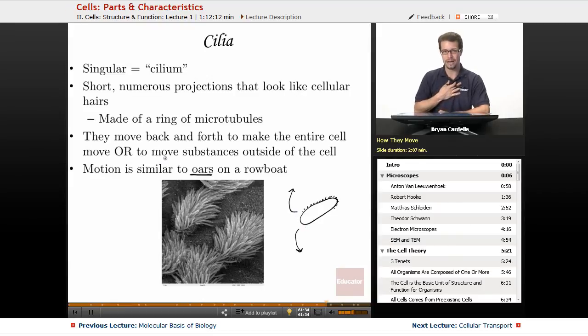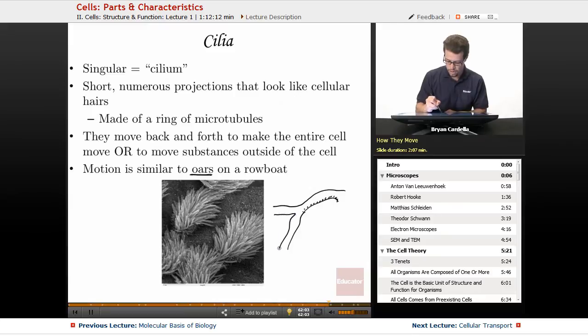Also, in our body, it's not moving the cell as a unit, as a whole. Really, our cilia inside of our bronchial tree especially is to move substances outside of the cell. So imagine that this is not a paramecium, that this is just a cell embedded in your bronchial tree lining. So imagine that this is a section of the bronchial tree. And here's where air moves, in and out.